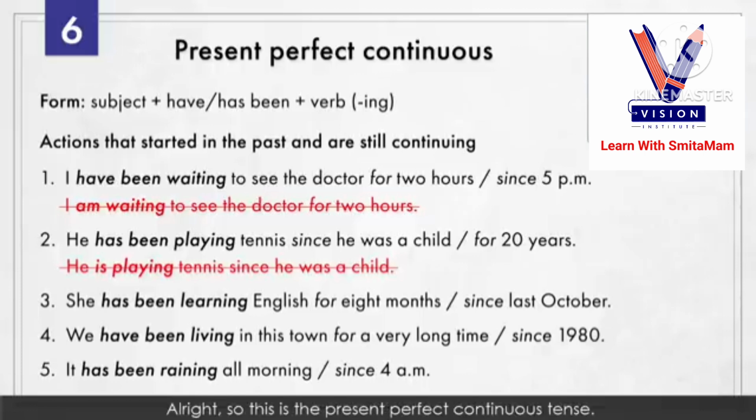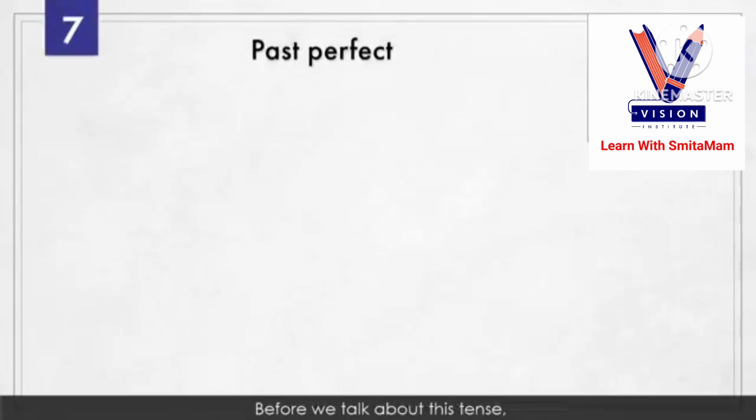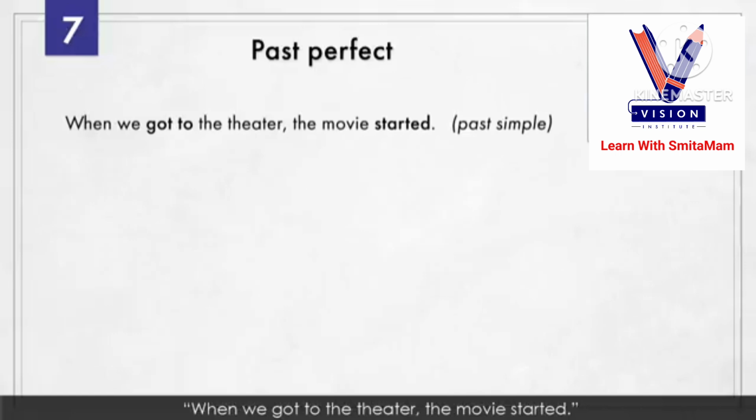Alright, so this is the present perfect continuous tense. Let's move on to the next tense, the past perfect. Before we talk about this tense, take a look at this past simple tense sentence. When we got to the theater, the movie started.